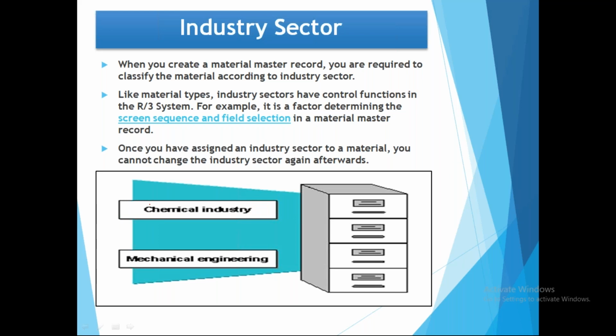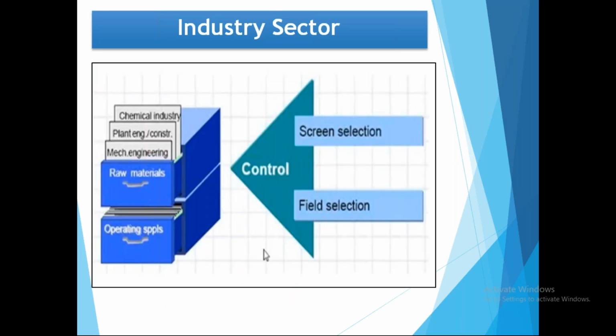Okay. Now the next one is this one. This industry sector will contain screen selections. So what screens have to appear while creating the material master, and it will also control field selection. In which field you have to enter the data is controlled by this industry sector. Okay, so let's move on.